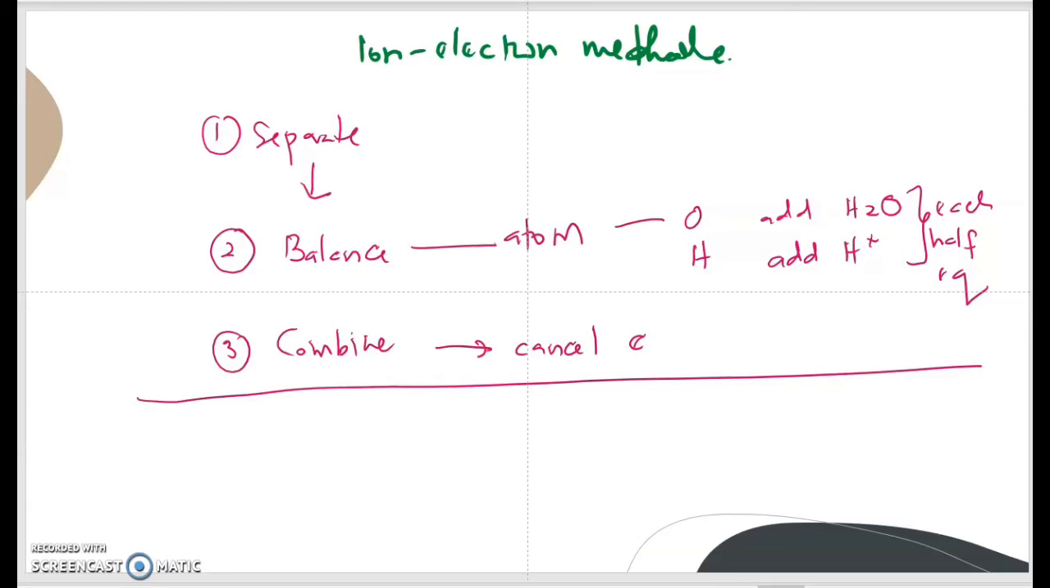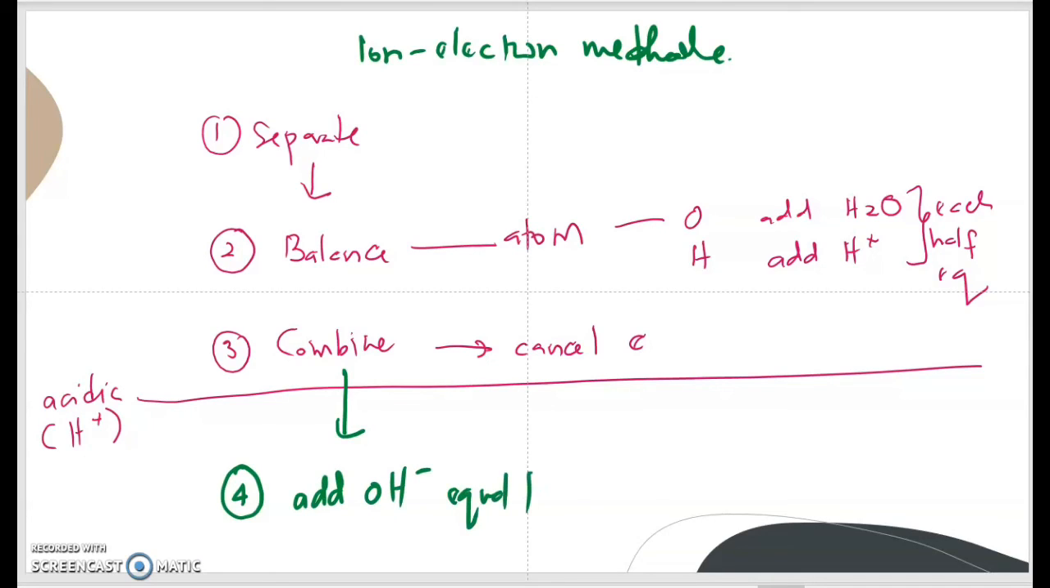After we cancel the electron, the equation is already balanced in acidic, and you have to make sure you have H+ ion in the equation. Let's say you want to balance the equation in basic. We have an additional step. Step number 4, we add OH minus equal to the number of H+ ion exists, right? So this is the additional step for basic. Step number 1, step number 2, step number 3 is the same between acidic and basic. Step number 4 only for basic medium.